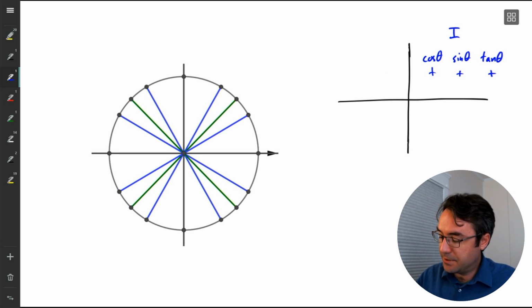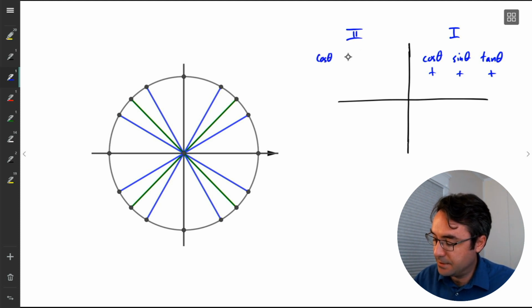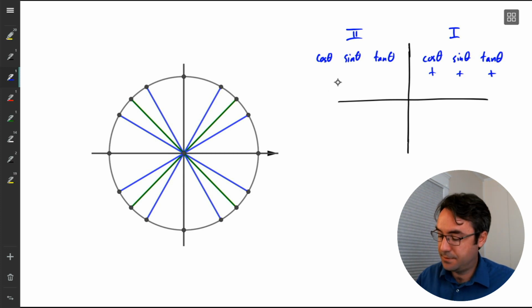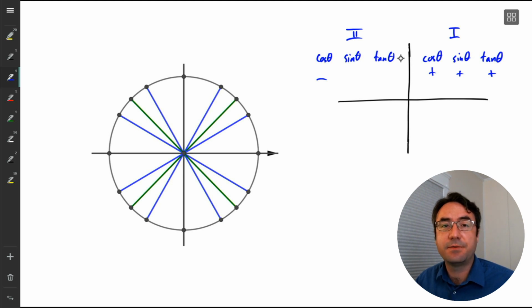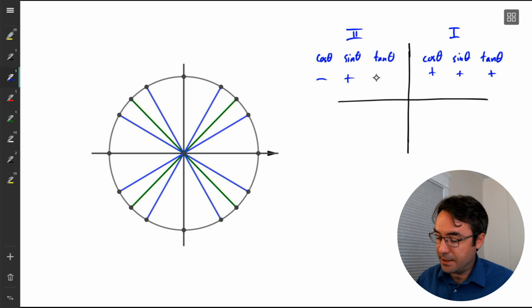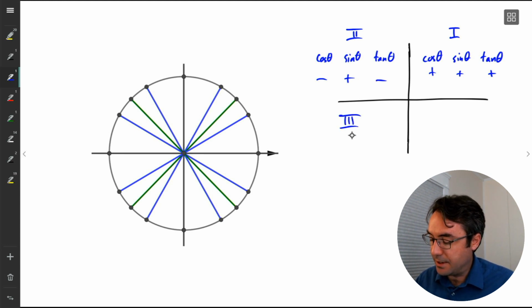Now, what about the second quadrant over here? What are the signs for cosine, sine, and tangent? If we look in the second quadrant, the x values are all negative. But the sine values, the y values, are still positive, still above the horizontal axis. Tangent is sine over cosine, so we have a positive divided by a negative. It's negative. All right, what about the third quadrant down here?